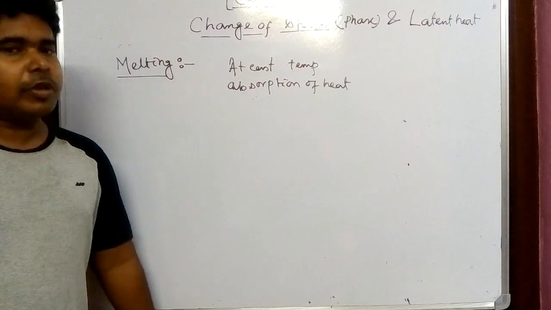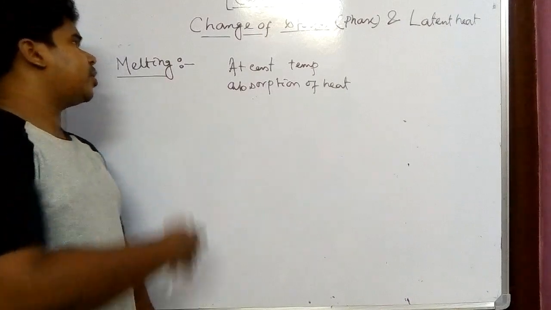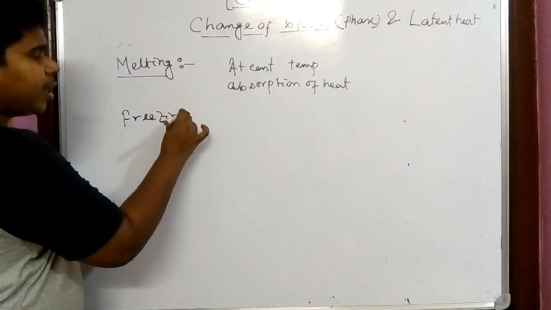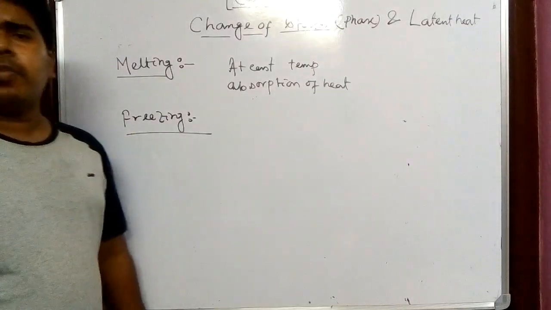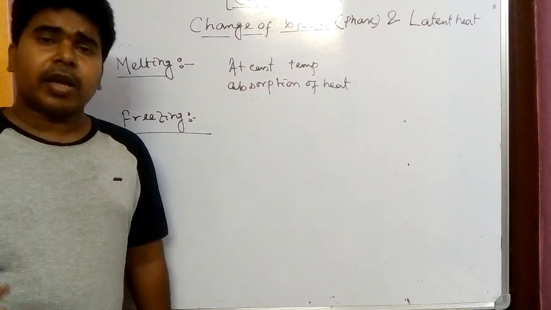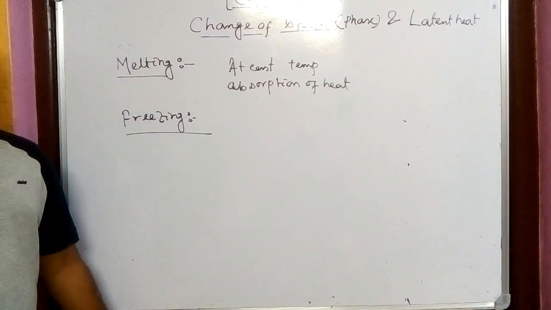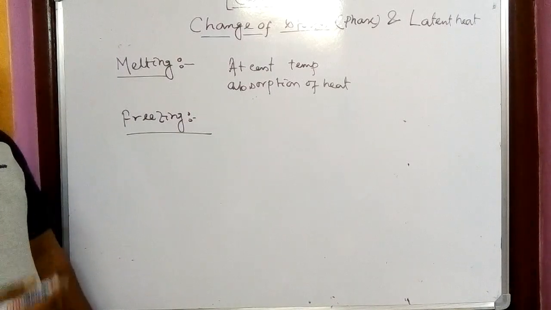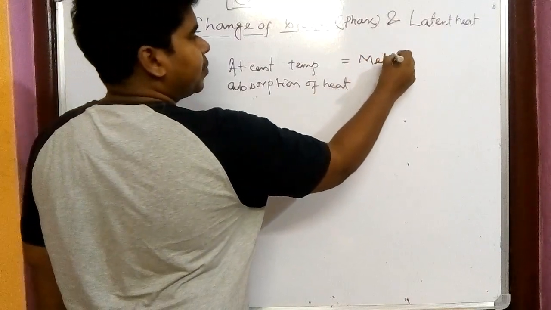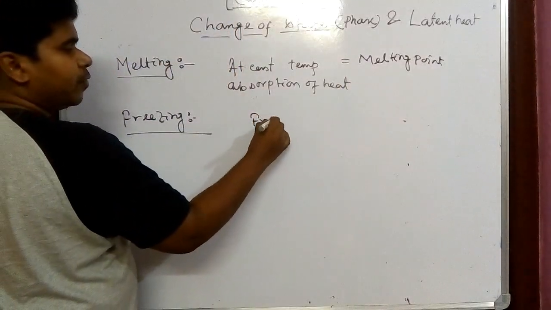In the reverse way, freezing is the opposite of melting. So for freezing, at constant temperature, a liquid is converted to solid by extracting or liberating heat energy from it, and that process is known as freezing. The constant temperature is known as the melting point, and for freezing, it is the freezing point.